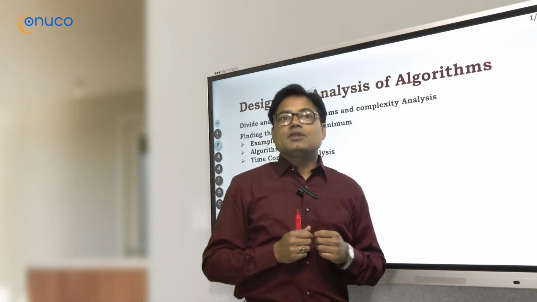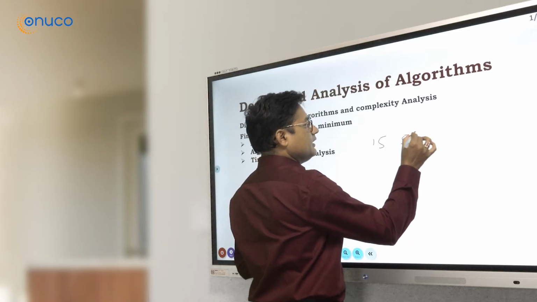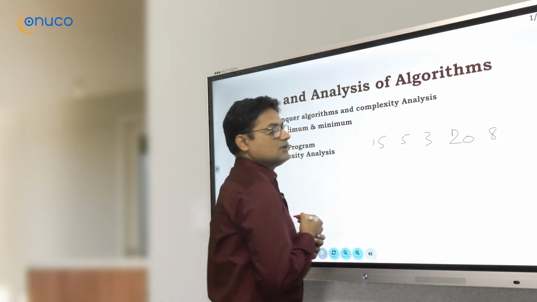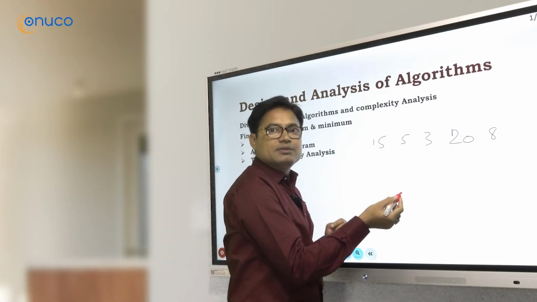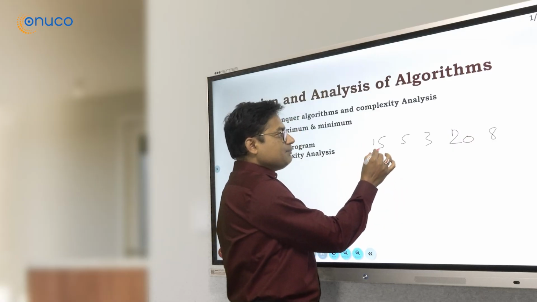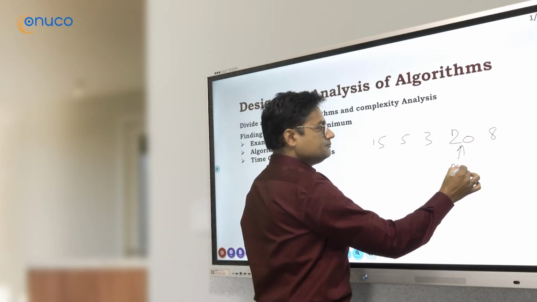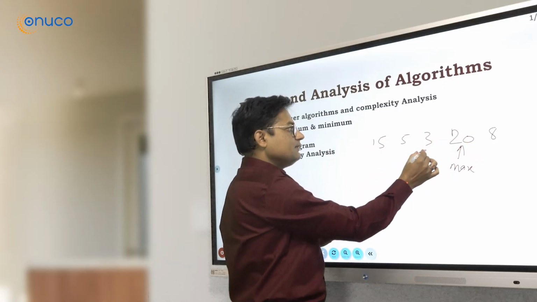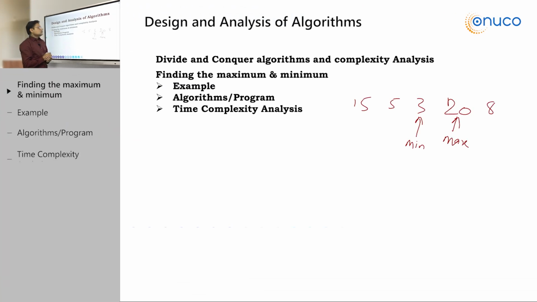So basically, we have a list of elements, say 15, 5, 3, 20, 8. We need to find the maximum element and the minimum element in this. If you look at this list, we can see that 20 is the maximum, and by comparing all the elements, we will find that the minimum is 3. So we are going to find this.